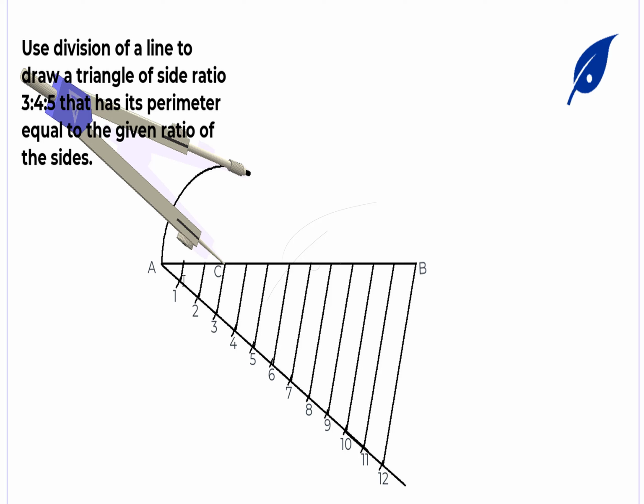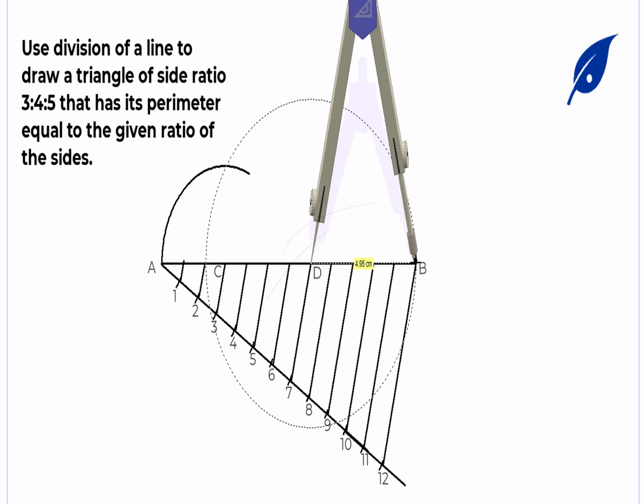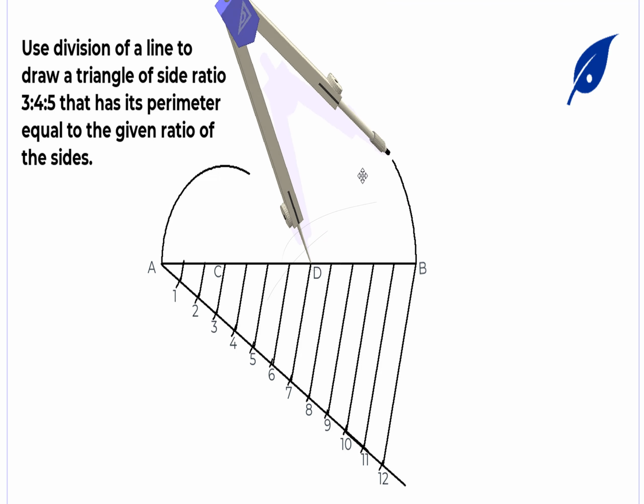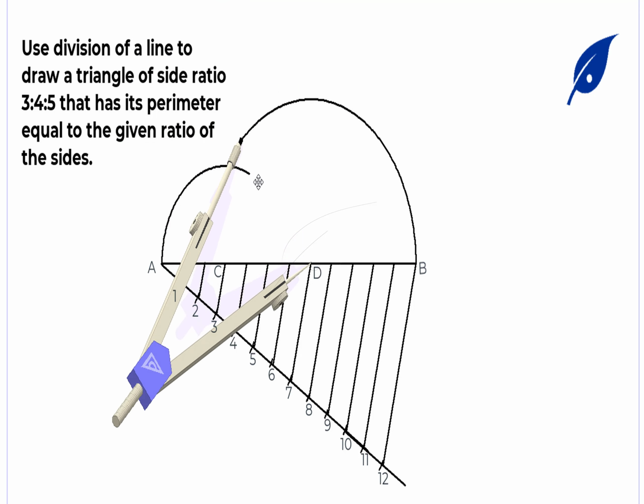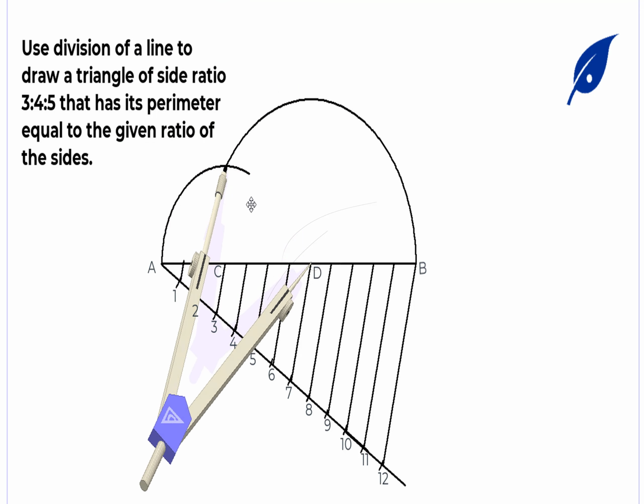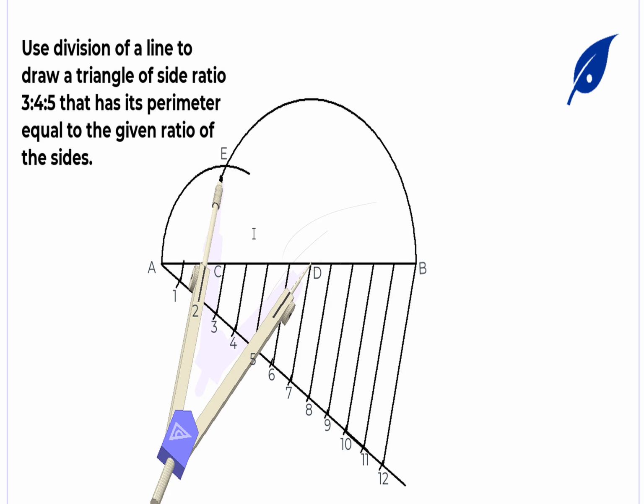So the second ratio is 4. But at this point we take the total ratio, which is 7. 3 plus 4 will give us 7. So we'll now move to the 7th point, put our pin there, then open our compass, put it at the 12th point. So we'll now describe our arc to go and meet the first one that we made. Now the point where both of them meet is E.